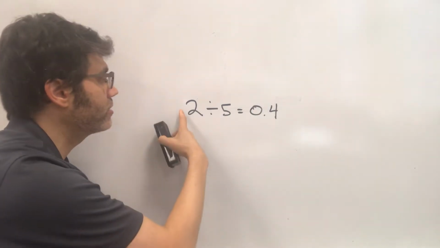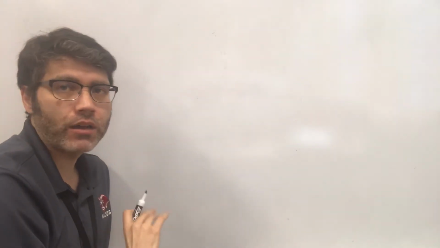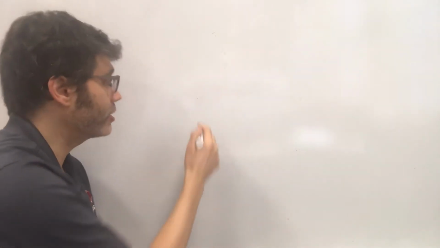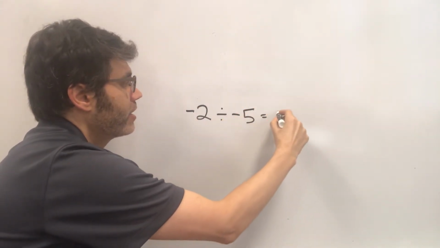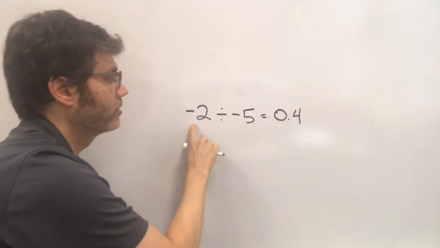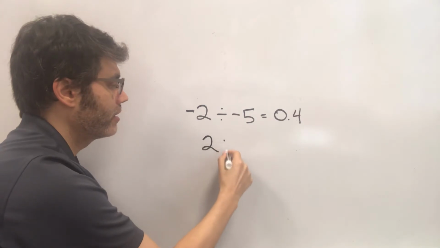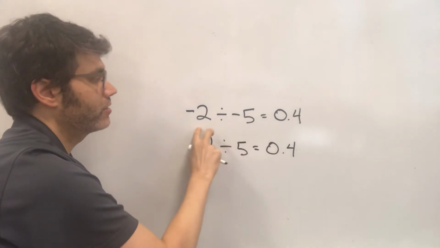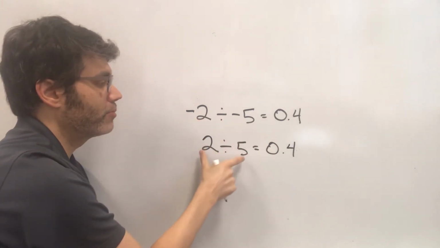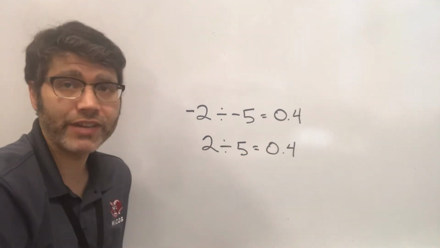Now, what if these two numbers were negative? It's the exact same laws that we've been doing with multiplication. If they're both negative, then you come up with a positive answer. So both negative, positive answer, okay? Again, if you have the same signs, whether they're both negative or both positive, you wind up with a positive answer.